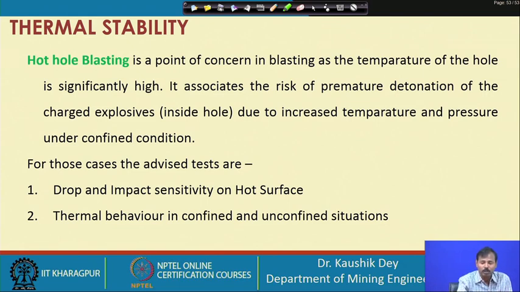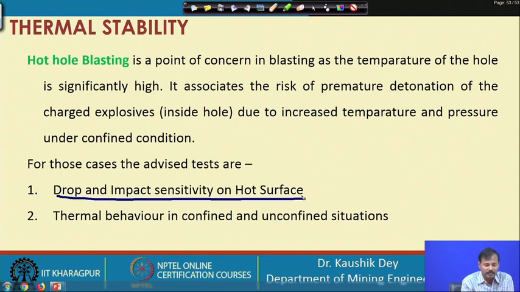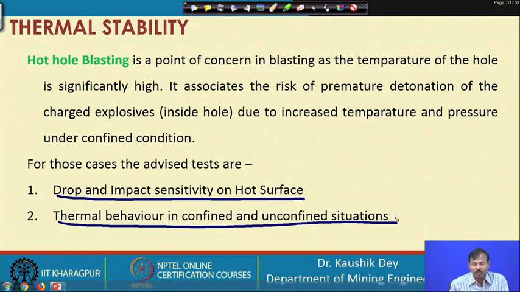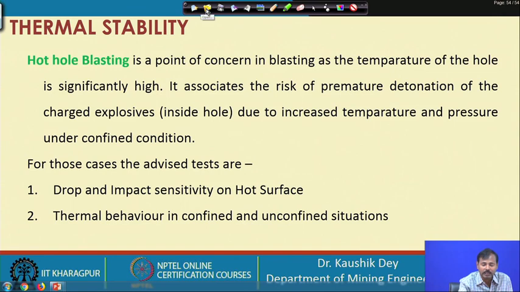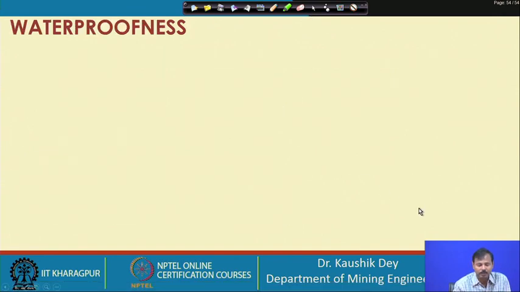So, in this case the advised tests are drop and impact sensitivity, hot surface, and thermal behavior in confined and unconfined situations of the explosives. So, these two tests are important for analyzing the thermal stability of the explosive. I am not going into the details of this test.